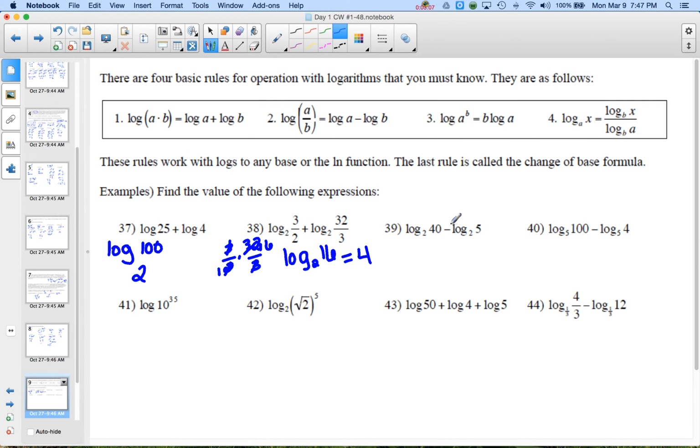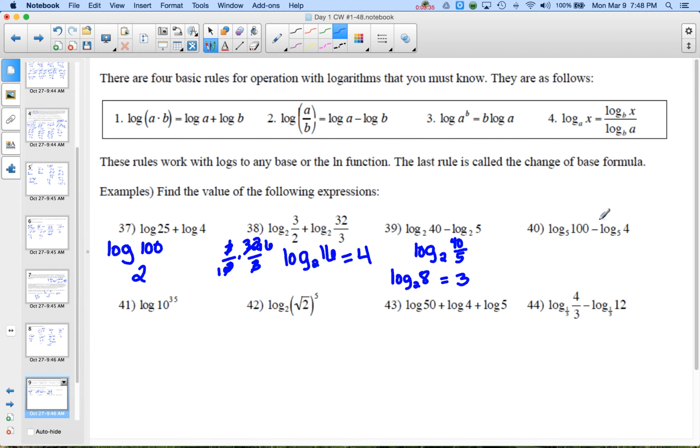On the next one, this is subtraction, so it's going to be rule number 2. Here it's in this form, and I want to switch it to this form. So I write this as log base 2 of 40 divided by 5. So it's log base 2 of 8. This says 2 raised to what power is 8? So the answer would be 3.